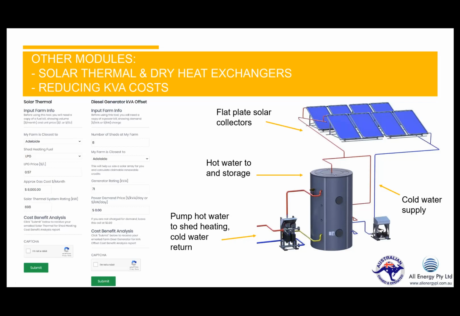The dry heat has been quite popular in New Zealand, and we did hear about moisture and humidity a little bit earlier. In those colder, wetter climates, dry heat is certainly becoming quite popular. So we've accounted for that within the solar thermal. And then, as mentioned, there's also the diesel generator kVA offset, where it's not a renewable energy solution, but it's an electricity cost reduction solution that's available.